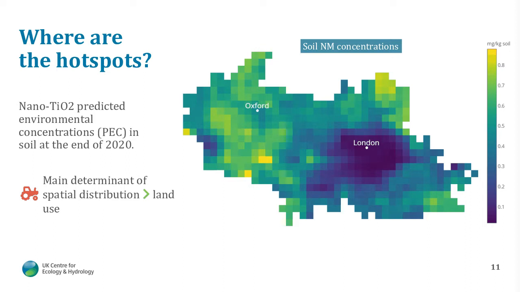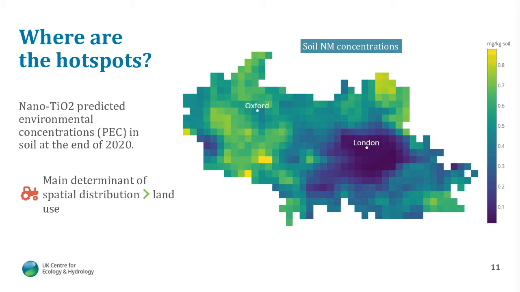So it's a spatial model, which means that we can produce maps, we can produce spatial distributions of nanomaterial concentrations. And this heat map here is a map of the Thames catchment, and each of the grid cells represents the concentration of nanotitanium dioxide in soil at the end of 2020, so at the end of that 20-year model run. The colour of the grid cell represents the concentration, and the more yellow the grid cell, the higher the concentration. And so you can see here clearly that the urban areas around London specifically have lower concentrations of nanomaterials in soils, and the areas outside, the more rural areas, have higher concentrations.